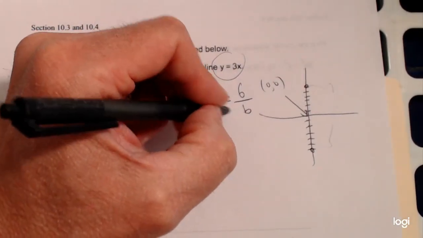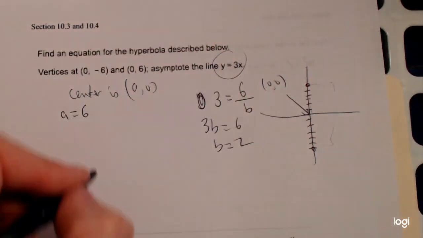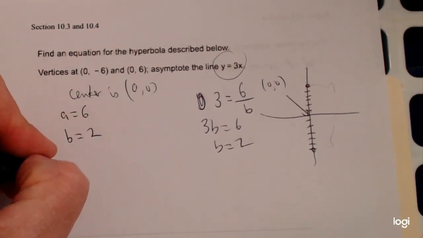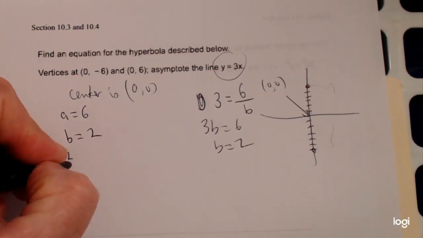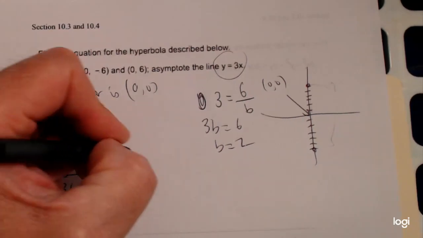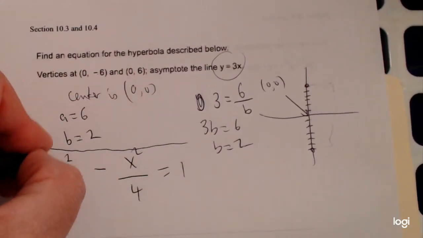So simply solve for b. 3b equals 6, so b equals 2. Okay, and we're almost done. All right, so here we go. So the transverse axis is going to be y squared over 36 minus x squared over 4 equals 1.